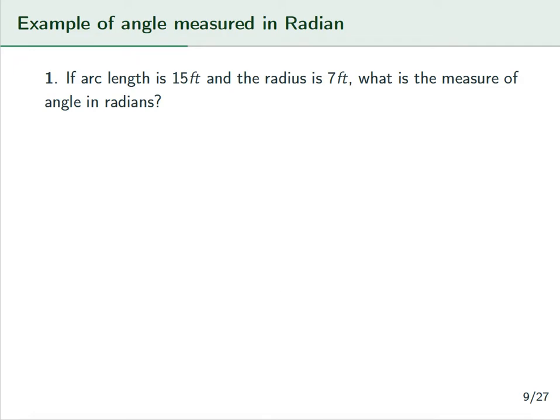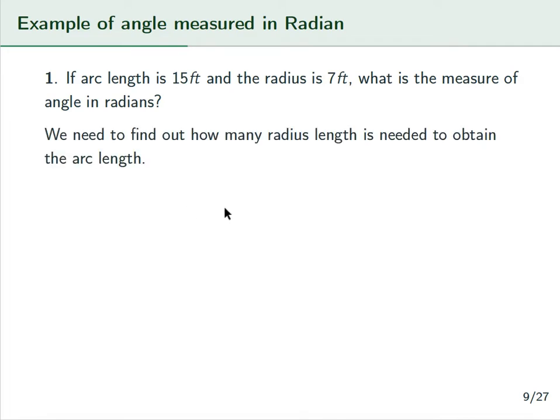So let's look at an example. If an arc length is 15 feet and the radius is 7 feet, what is the measure of the angle in radians? So here we're thinking about the relationship between those two. We need to find out how many radius lengths are needed to obtain the arc length. So basically we need to see how many times 7 feet can go into 15 feet. And that's 15 feet over 7 feet. That's about 2.14 radian.